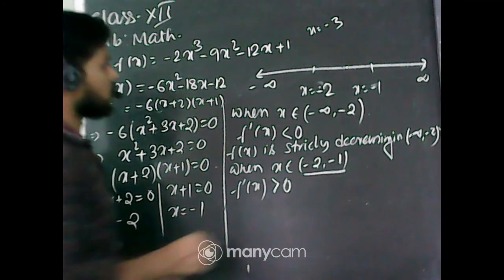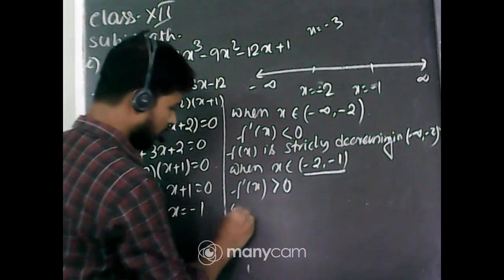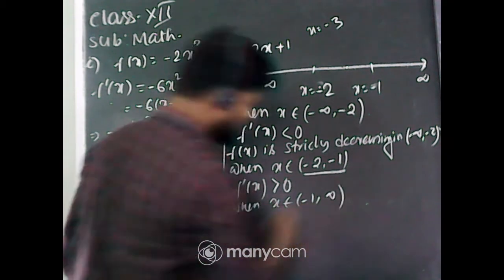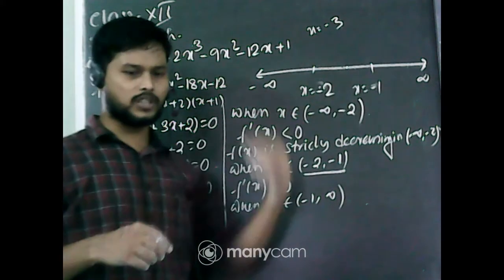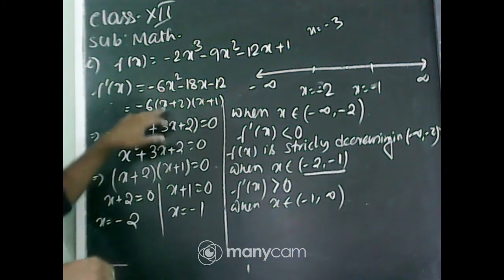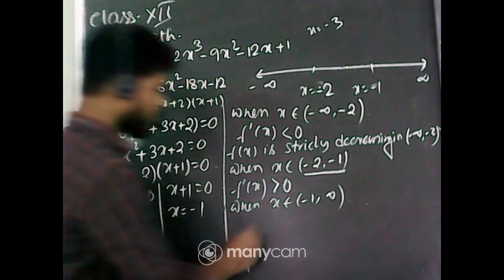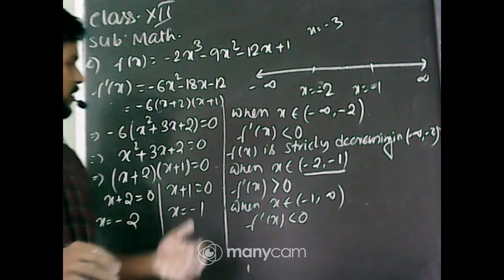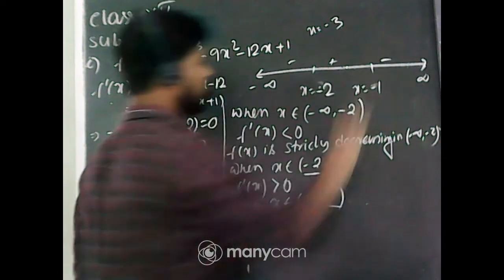And now the last part, when the number is between minus 1 to infinity, when x belongs to minus 1 to plus infinity. So take any value of x, suppose x equal to 0. 0 is a point lying between minus 1 to plus infinity. So if I put x equal to 0 here, this is plus, this is plus and this is minus. So obviously f'(x) will be less than 0. That means in that case the function is strictly decreasing in that interval. So this is positive and these two are negative.